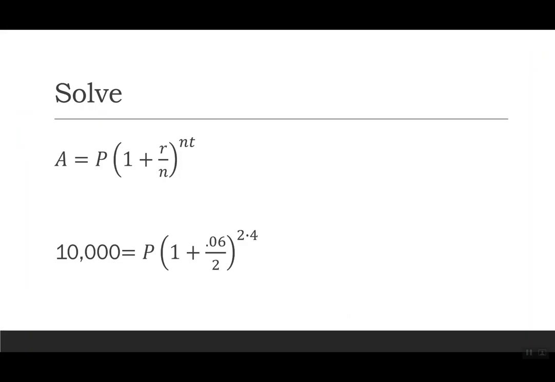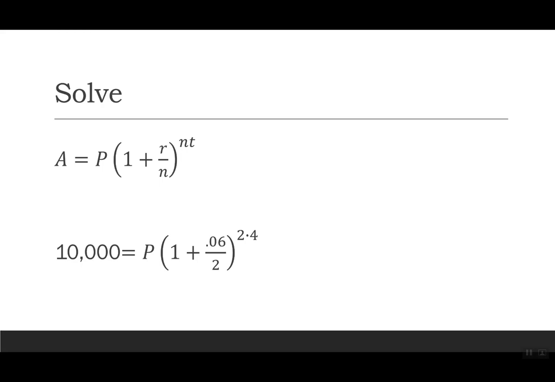Let's solve for the value of P using compound interest. So my scenario is that we want $10,000 in the future. We're going to invest at 6% interest, compounded semi-annually, which is twice a year for 4 years. So I have 10,000 is P times (1 plus 0.06 over 2) to the 2 times 4.